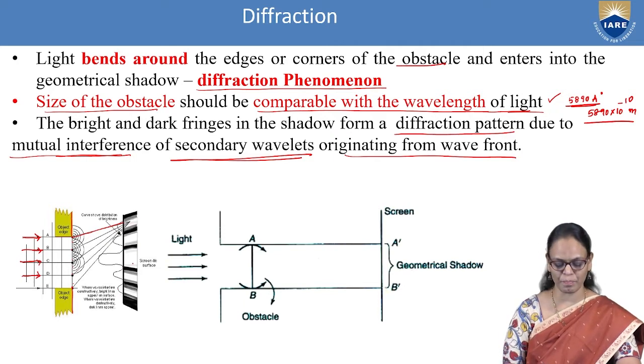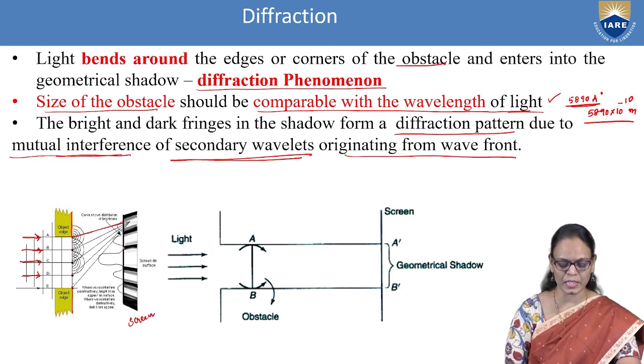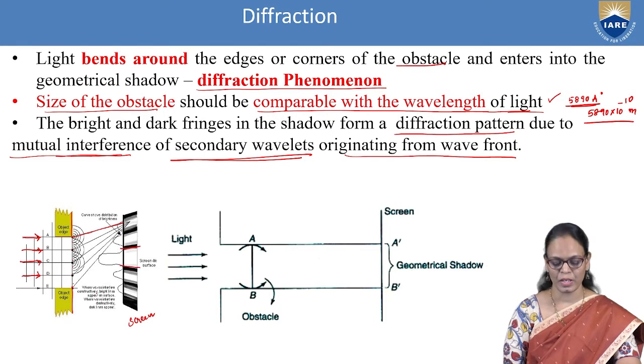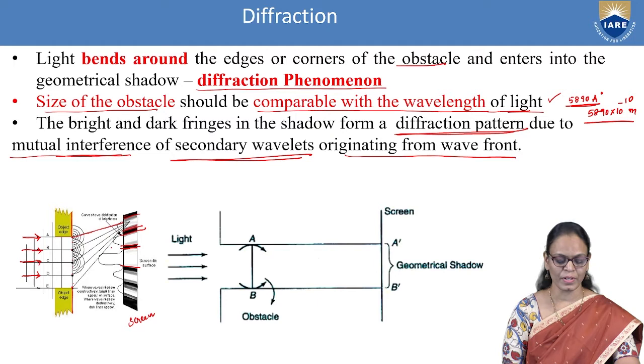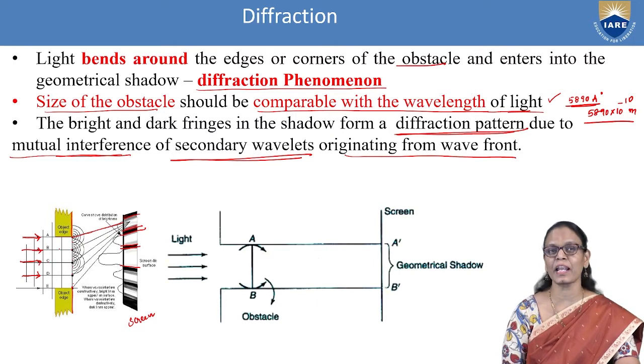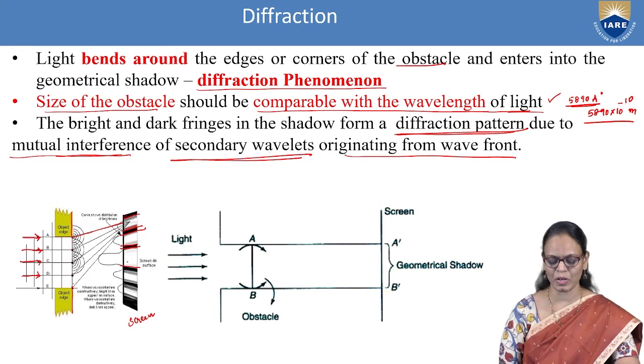So this is the diffraction pattern you can see on the screen. This is the screen. So what we are seeing here is a bright band, then a dark band, then again a bright, dark, bright, and so on. So the bright and dark fringes in the shadow form a diffraction pattern. The diffraction pattern consists of bright and dark fringes, and these are due to diffraction, and also after the light diffracts, there is mutual interference of the secondary wavelets, and because of that we are getting the diffraction pattern.